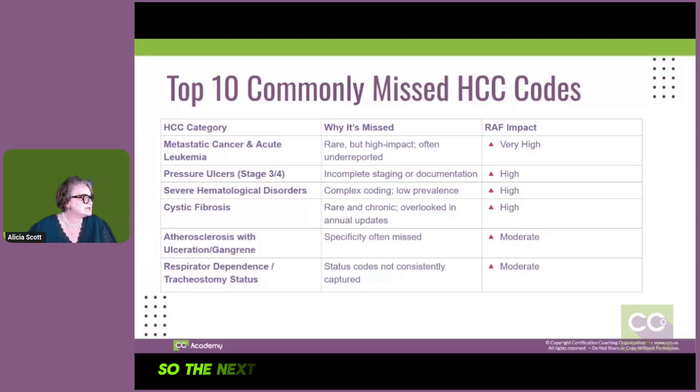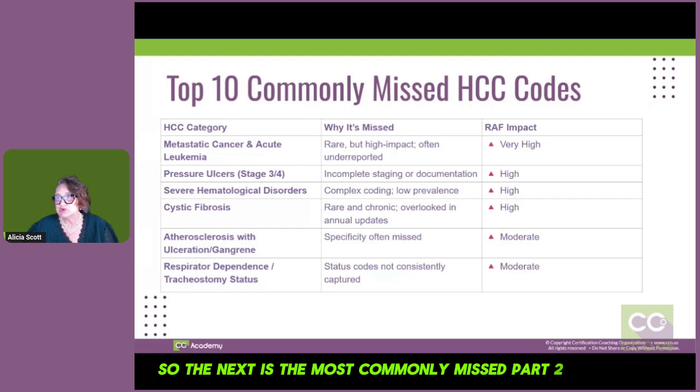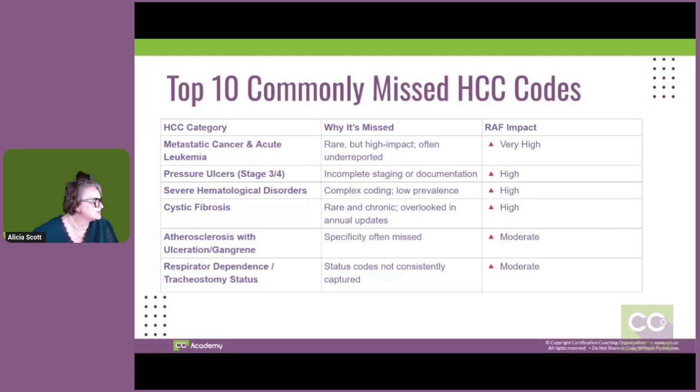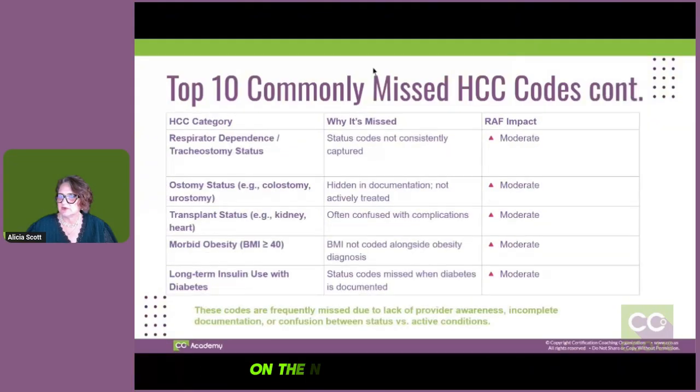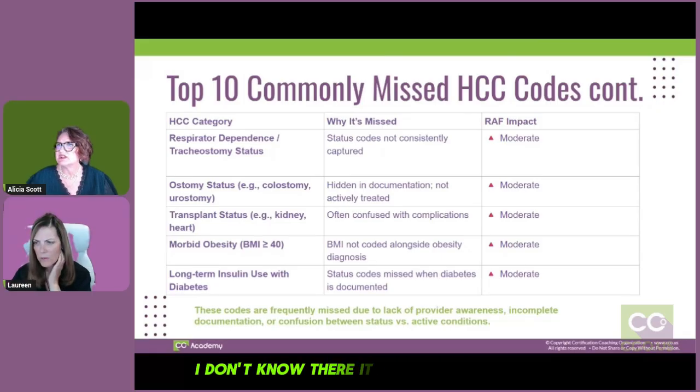So the next is the most commonly missed part 2, or is that the same? No, you just haven't changed the slide yet. Is that the same as the other one? On the next slide, Laureen? Are those 2 slides the same? Oh, there it is. There, you did it.